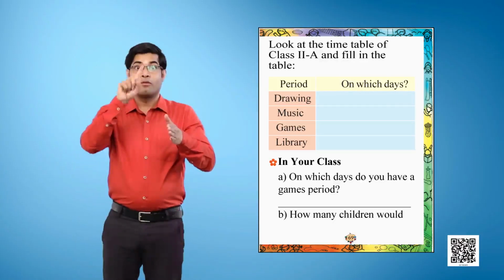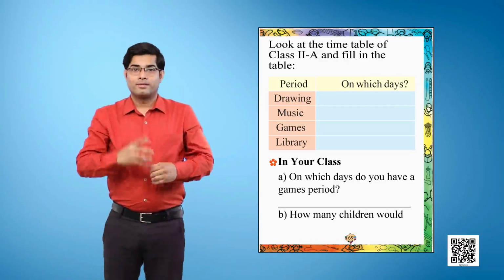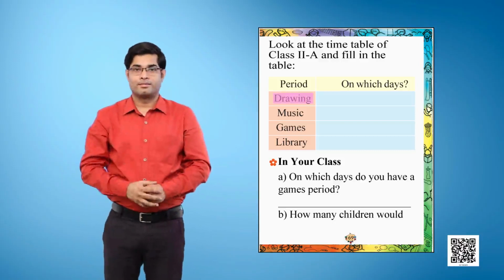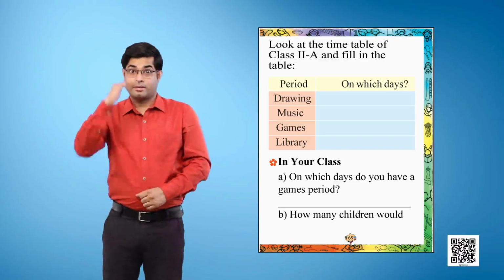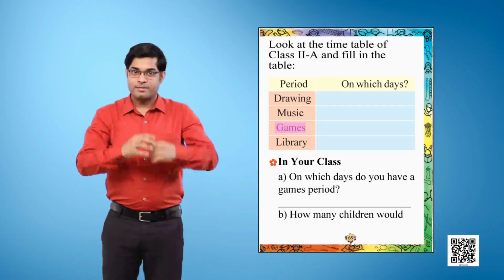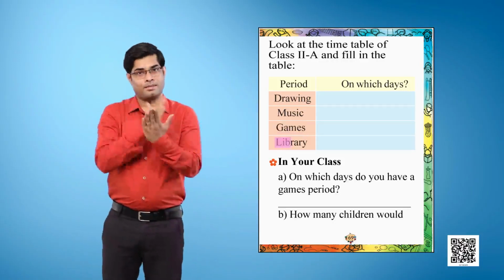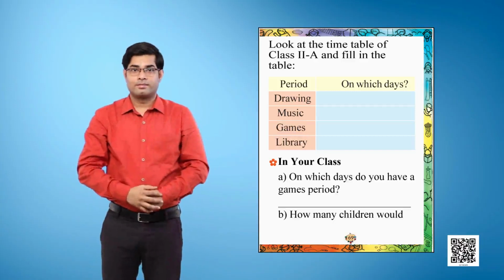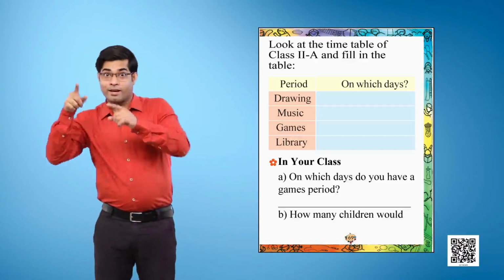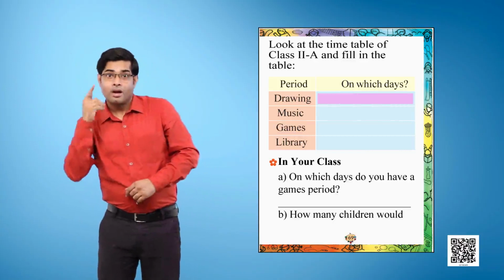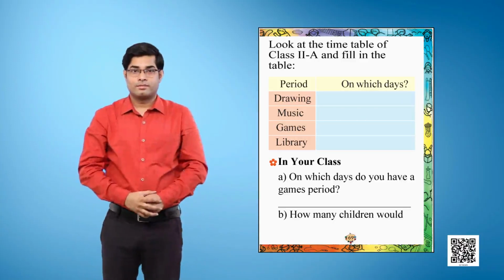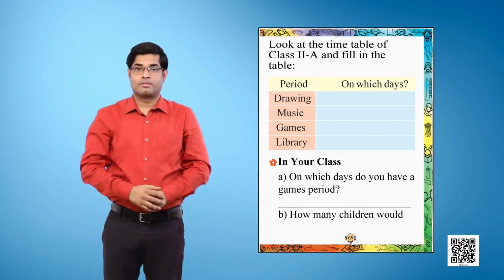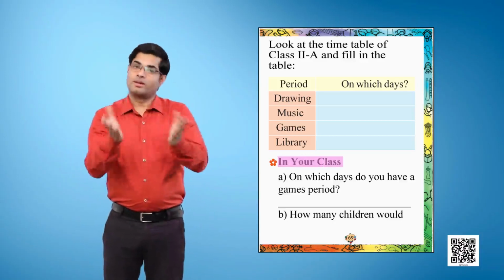The entries of column 1 are drawing, music, games, library. The entries of column 2 are blank. Activity. In your class.